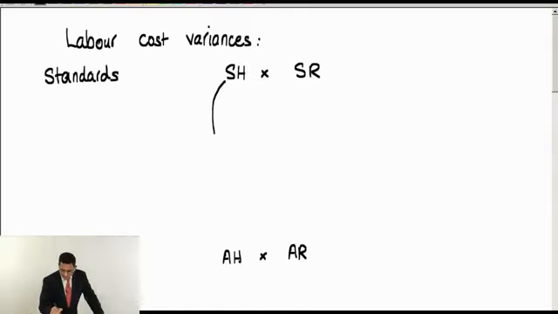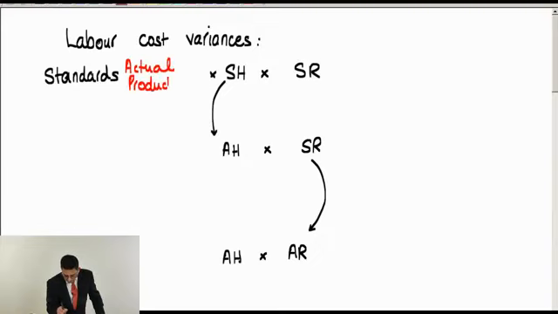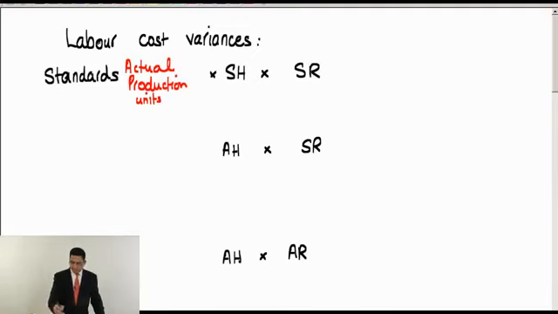From the left hand side, standard hours are changed to actual hours and we do not touch the standard rate, and automatically on the right hand side we end up comparing standard rate with the actual rate. Okay, and before we forget, first line of every variance is multiplied by the actual production units, okay?